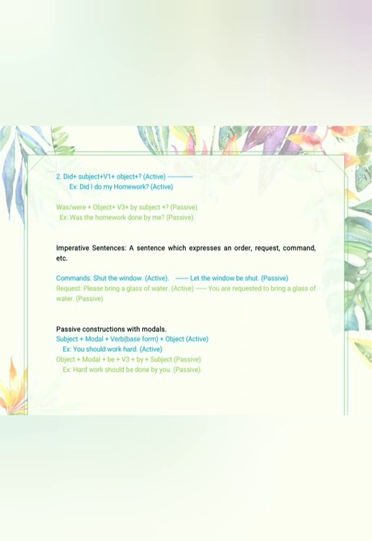Now, passive construction with modals. Modals mean will, shall, should, ought, must, etc. So what will we do? In active voice, the syntax will be like this: subject plus modal plus verb base form plus object. Like, you should work hard. This example is in active voice which is using one modal, that is should. Now in passive voice, what will we do? First we will write the object, then we will add one modal, then plus be, then we have to add V3, then by, then subject. Like, hard work should be done by you.